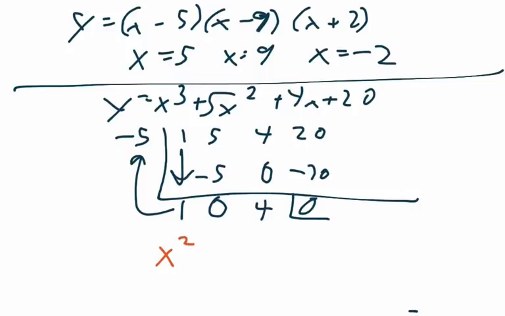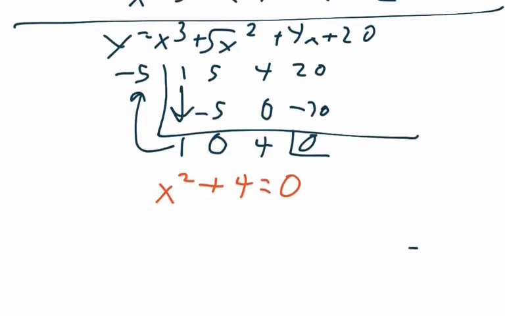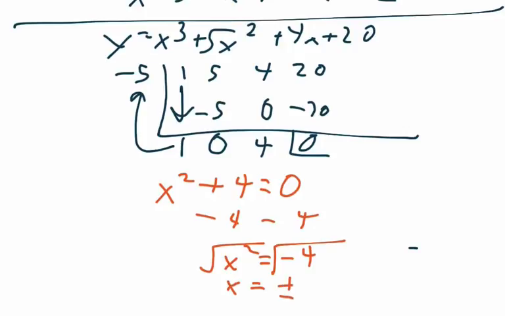Which means I have x squared plus 0x plus 4 equals 0 to find the other two roots. Subtract 4 from the other side. x squared equals negative 4. So when I take the square root, I get x equals plus or minus the square root of 4, which is 2, so we got 2i.